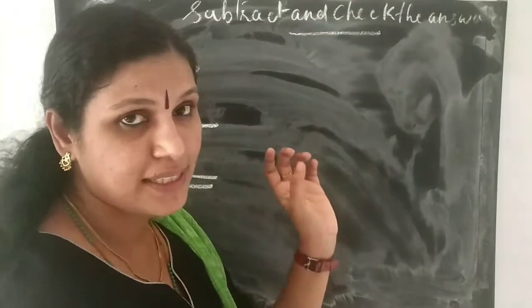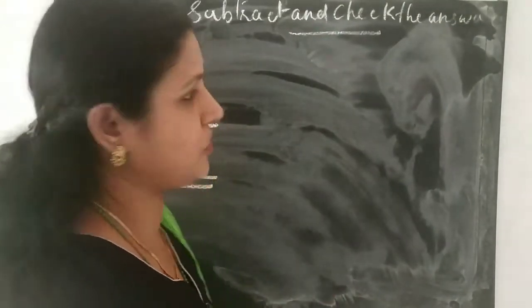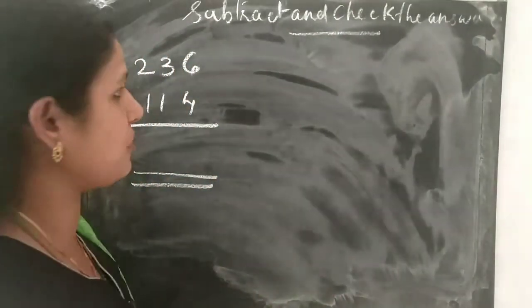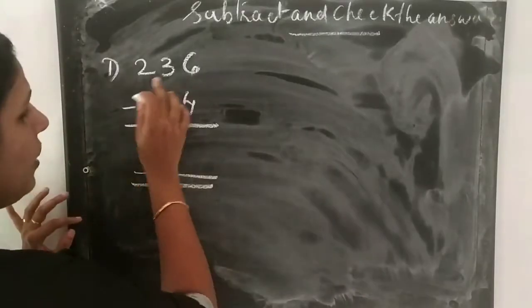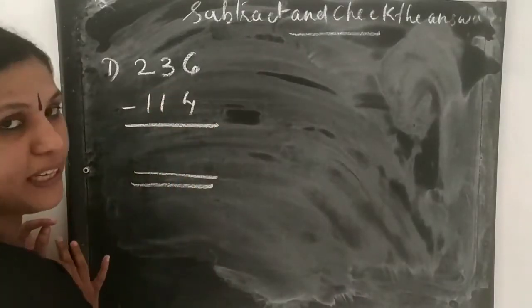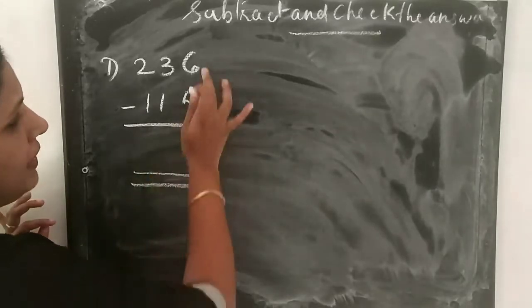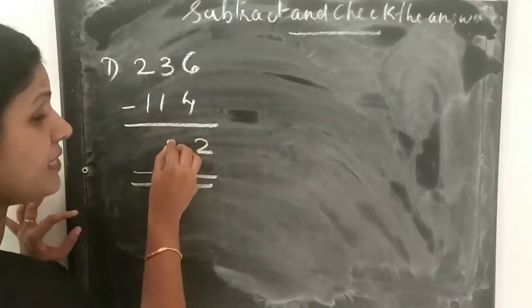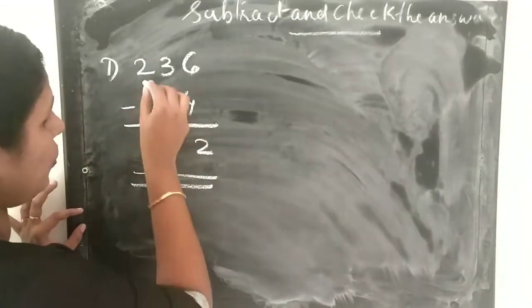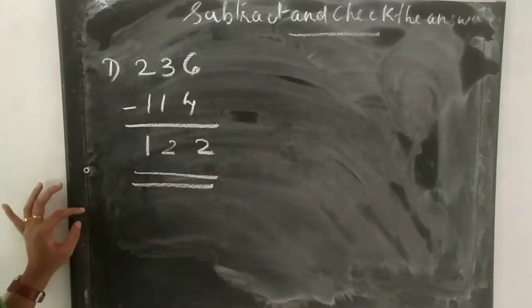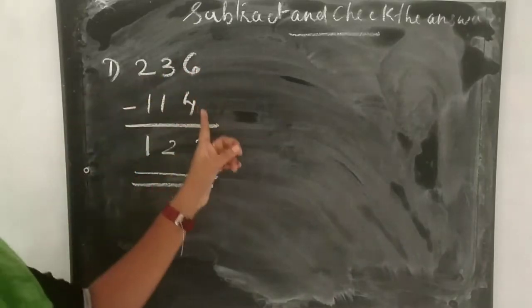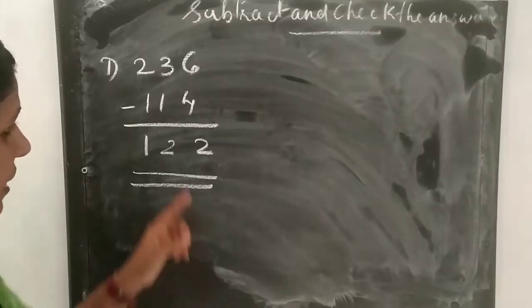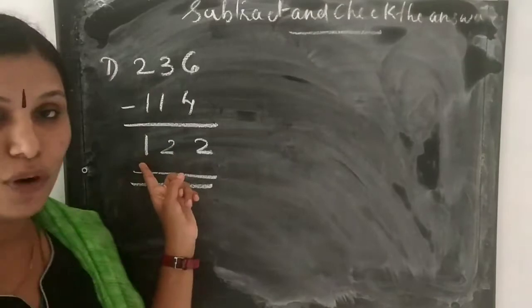Okay. Next our topic is subtract and check the answer. Subtract, and after that you have to check the answer also. How to check, that we have to study. Here our question is 236 minus 114. See, 6 minus 4 is 2. 3 minus 1 is 2. 2 minus 1 is 1.